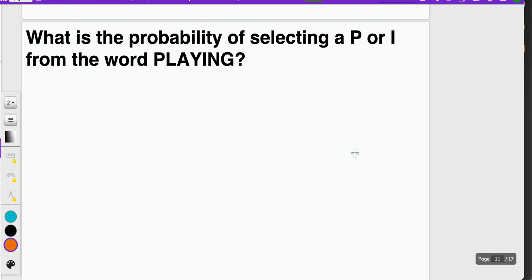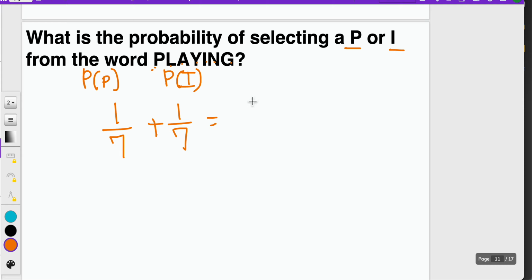All right, what is the probability of selecting a P or I from the word playing? Well, the probability of P can happen once out of 1, 2, 3, 4, 5, 6, 7. So it's probability of P. And then the probability of I is also 1 out of 7. So as I add those together, I'm going to get 2 out of 7.